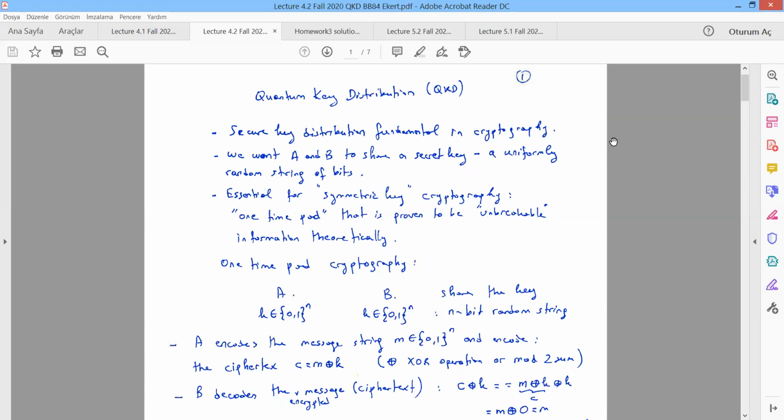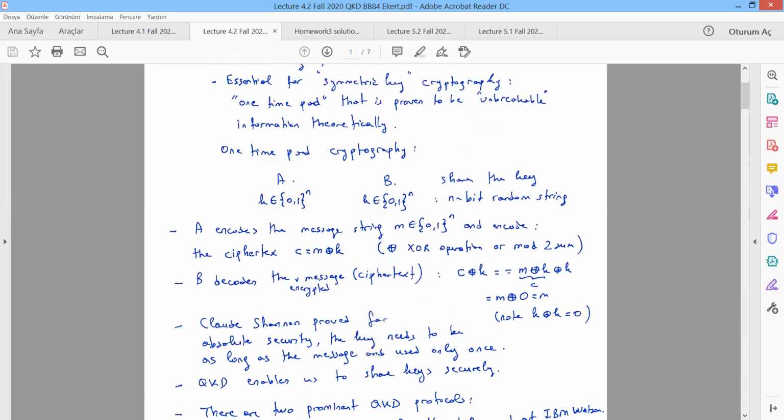In particular, this one-time pad protocol that I'm going to describe to you is proven to be unbreakable information theoretically. So if it is done correctly, this one-time pad protocol is information theoretically a secure way. It's an unbreakable code. And this is what I mean by one-time pad cryptography.